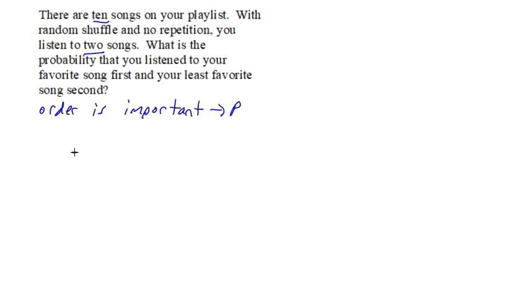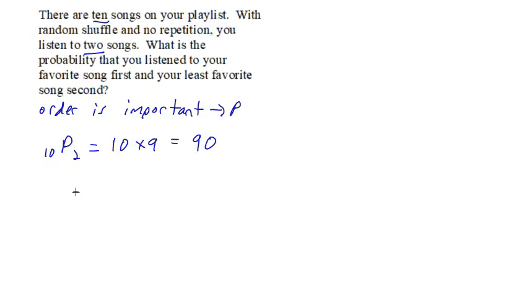All right, so with permutations, we have, in this case, 10 pick 2. So we'll start with the number 10 and count down for 2 digits since we're picking 2. So we have 10 times 9, and we get 90 different arrangements. So there's 90 different ways to pick 2 songs from a group of 10 when order is important.